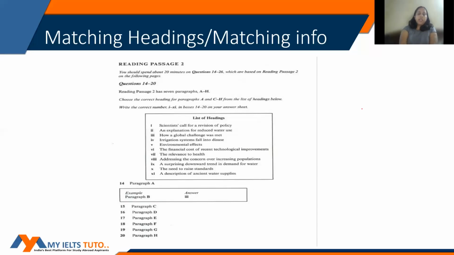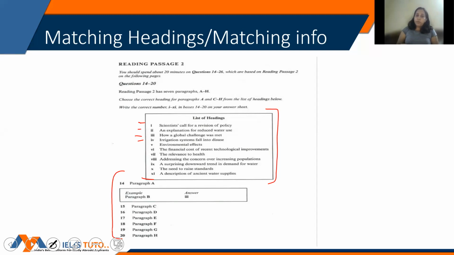Okay. So, the matching heading question type. There is a list of headings which are given to you. There are 11 headings given to you, and these are the paragraphs. So this is how matching heading questions will be given.